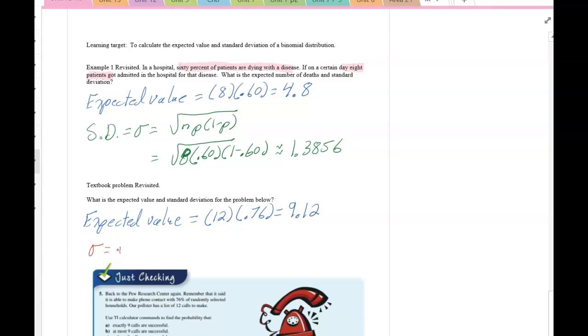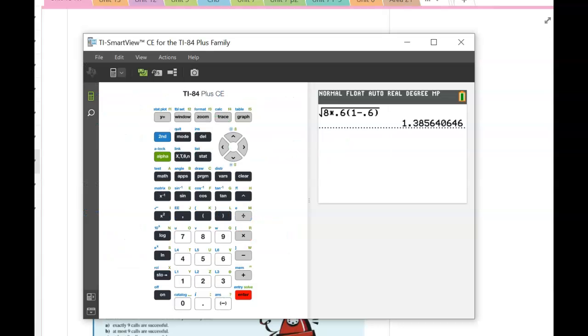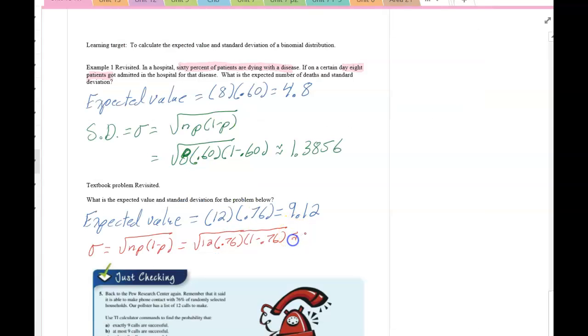Let's do the standard deviation for the telephone call. So the standard deviation is the square root of np times 1 minus p, which is going to be the square root of 12 times 0.76, 1 minus 0.76. And again, I'm going to show you how to do that on your calculator. Square root 12 times 0.76, 1 minus 0.76. And doing that on my calculator, I get that decimal, which was around 1.4794.